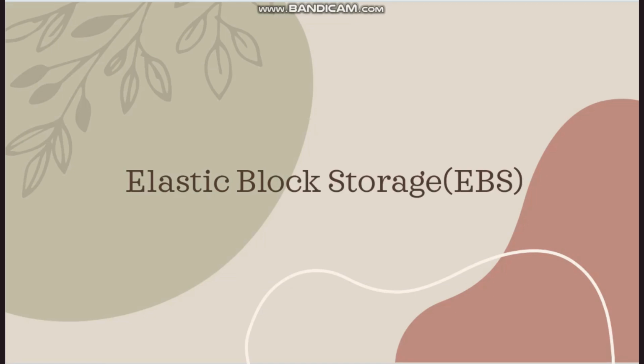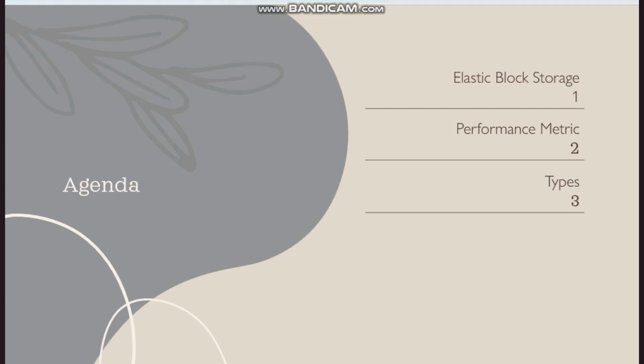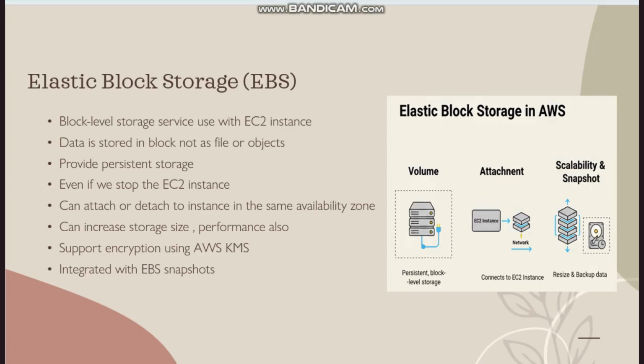Elastic Block Storage, EBS. Here we are going to see what is elastic block storage, its types, and performance metrics. Elastic block storage is a block level storage service that we can use with the EC2 instance. Why it is called block level storage means here the data are stored in blocks, not as files or objects. So that's why it's called elastic block storage.